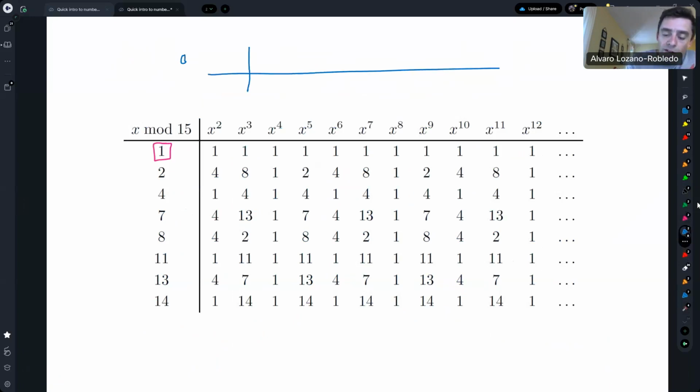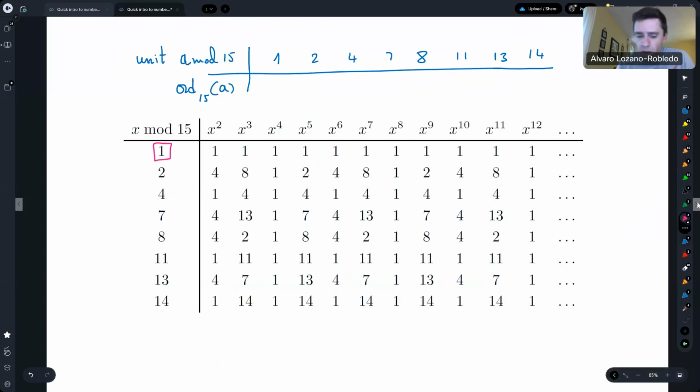So what is a modulo 15? I'm only going to do units. And what is the order of a modulo 15? The units are 1, 2, 4, 7, 8, 11, 13, and 14.